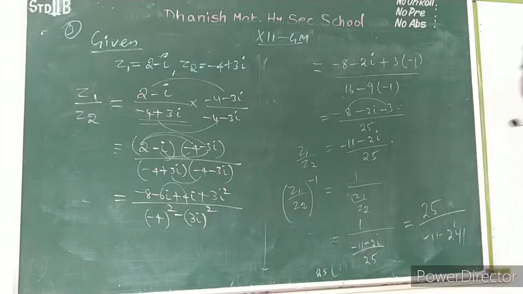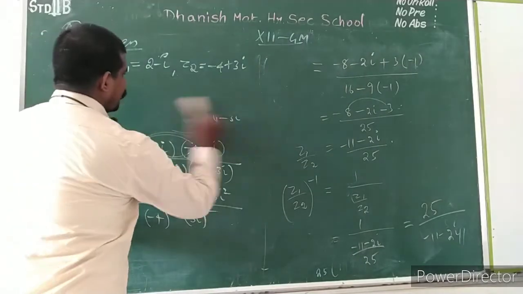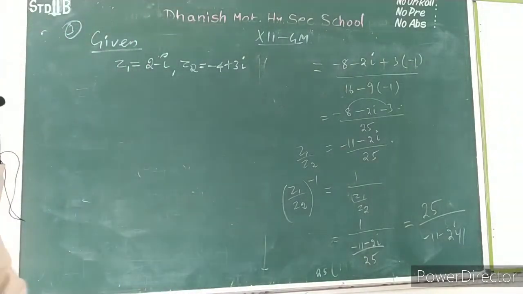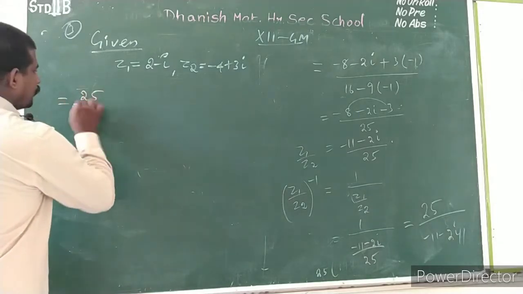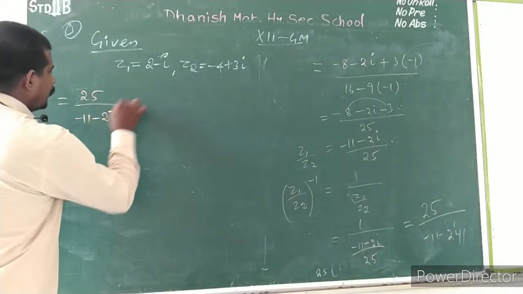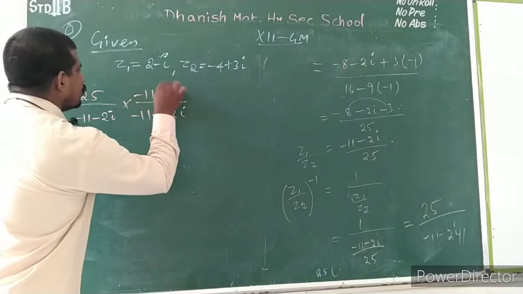Again I am going to multiply the numerator and the denominator by the conjugate of the denominator in order to delete the i term in the denominator. So here our denominator is minus 11 minus 2i. So the conjugate will be minus 11 plus 2i. So this is equal to 25 divided by (minus 11 minus 2i) into (minus 11 plus 2i), with (minus 11 plus 2i) in the numerator.